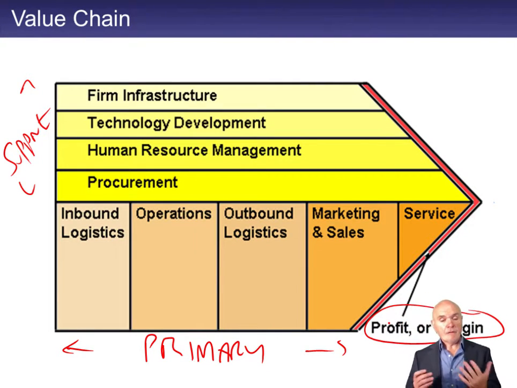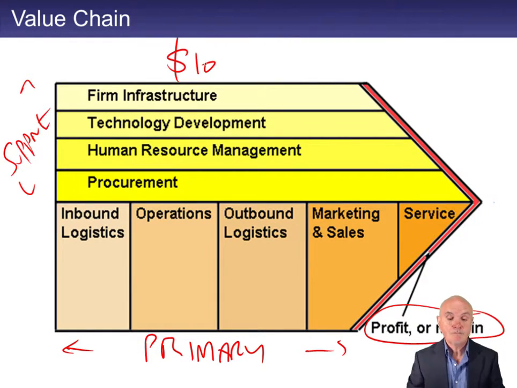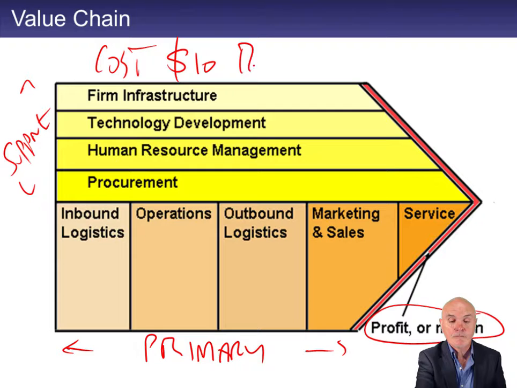Now let's say that all of these activities all have costs. Let's say the cost amounts to 10 million. And this is the cost, and the revenue is equal to, say, 14 million.